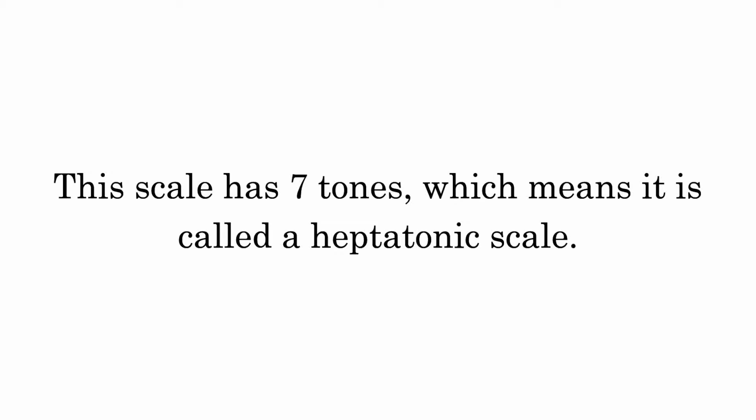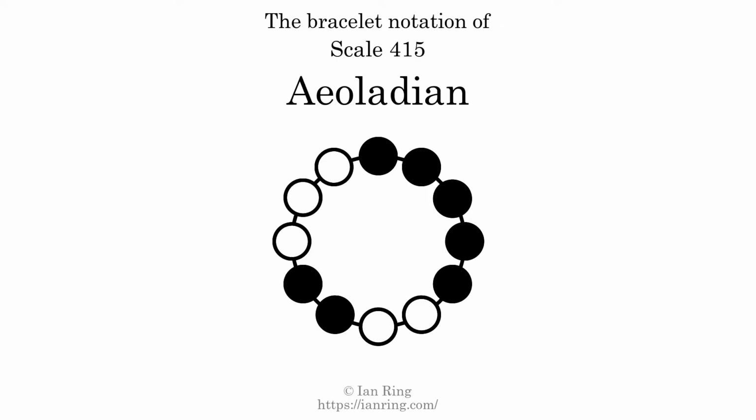This scale has 7 tones, which means it is called a heptatonic scale. This is a bracelet notation diagram of scale 415. The shaded circles represent tones that appear in the scale, and they are read clockwise, starting at the top.